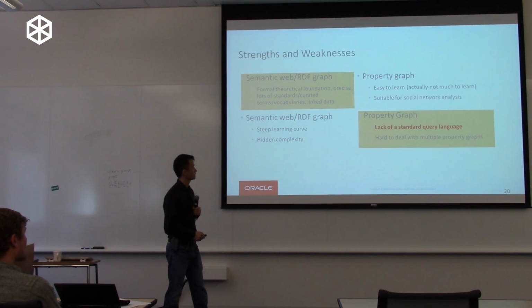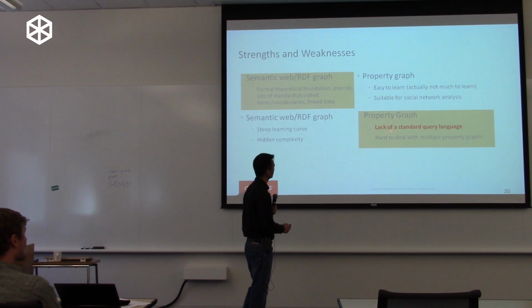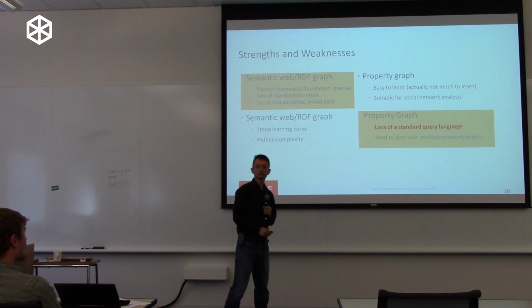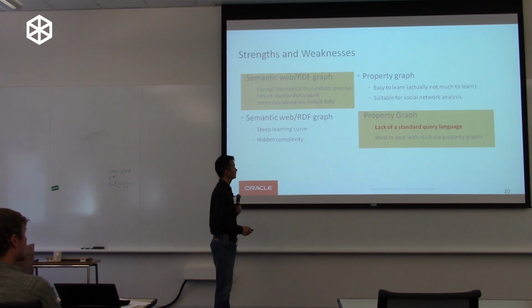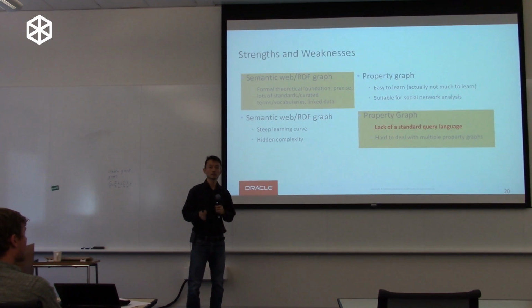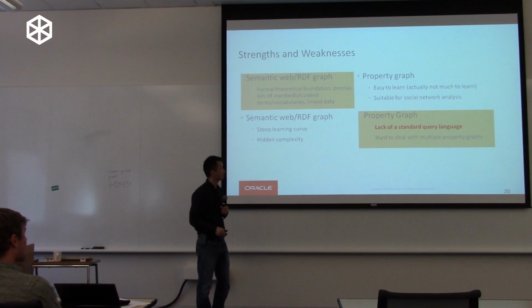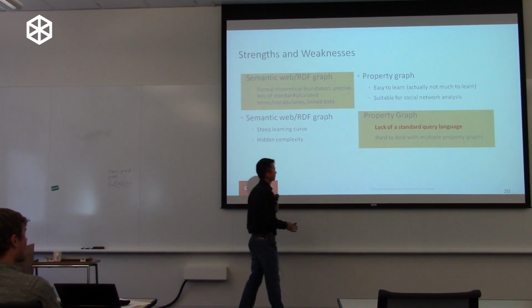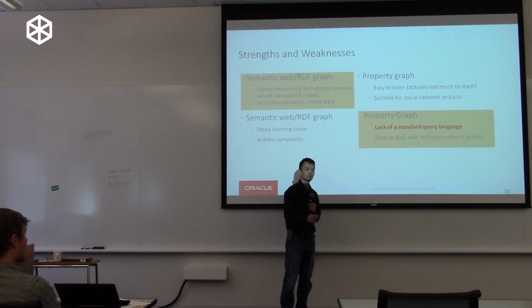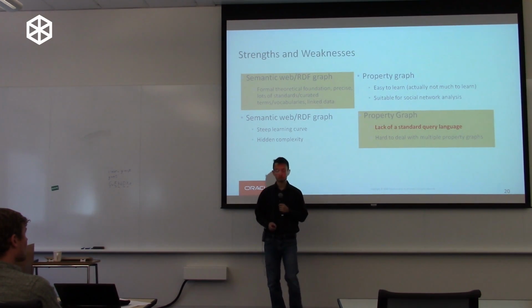On the property graph side, there's a lack of a standard. There's no standard query language, and because people tend to use just key value pairs, people tend to use keywords, so it's hard to deal with multiple property graphs.